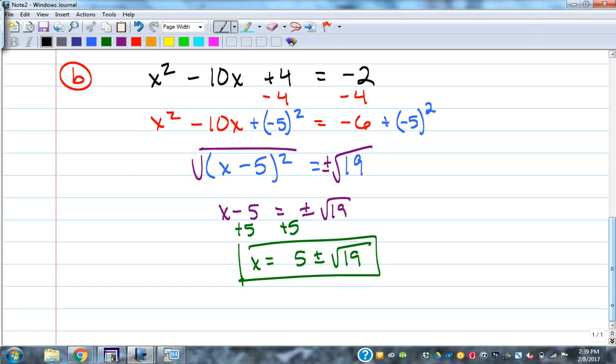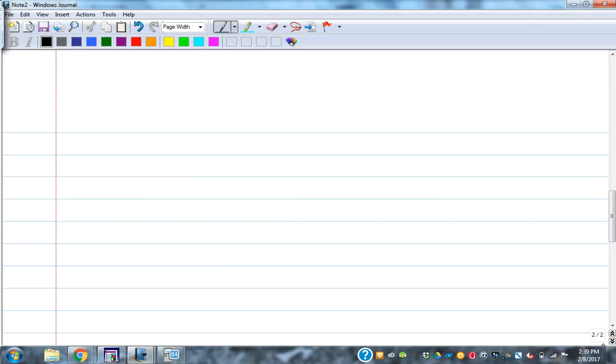Let's do another one. Let's see what we can do here. And we'll see. Let's do this one. 3x squared plus 6x equals negative 15. Trying to get it at different spots and trying to just make sure we can see what to do based on how it starts out.